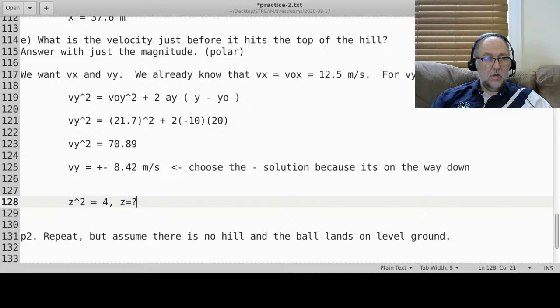What's z equal to? What are the 2 possible values of z? And if you just did this in your calculator, you just did the square root of 4, you would get 2. And that is right, but that's incomplete because it could also be -2.